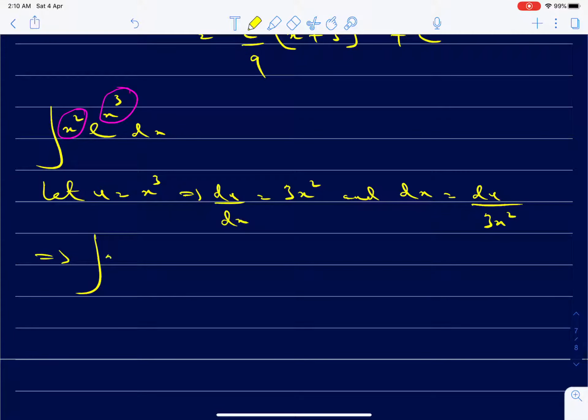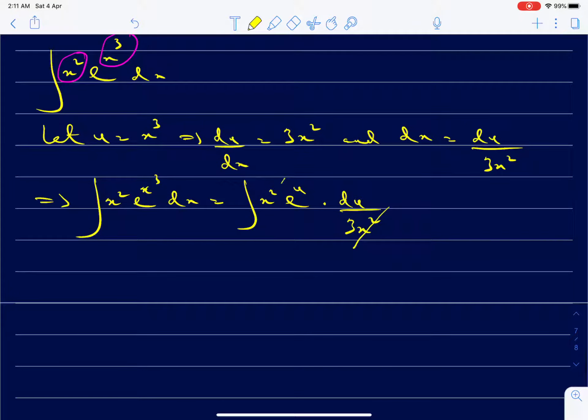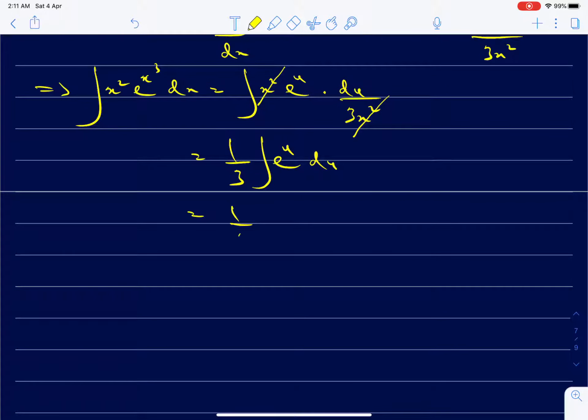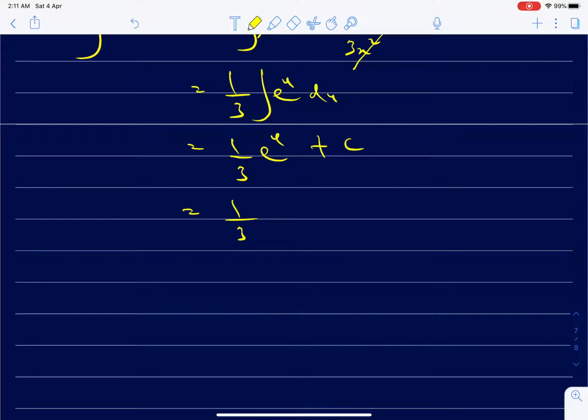That implies that the integral of x squared e raised to the power x cubed with respect to x is the same as the integral of x squared e raised to the power u multiplied by dx, which is du over 3x squared. And what does that mean? X squared cancels x squared, and then we have 1 over 3 multiplied by the integral of e raised to the power u du, which means 1 over 3 e raised to the power u plus c, which is the same as 1 over 3 e raised to the power x cubed plus c.